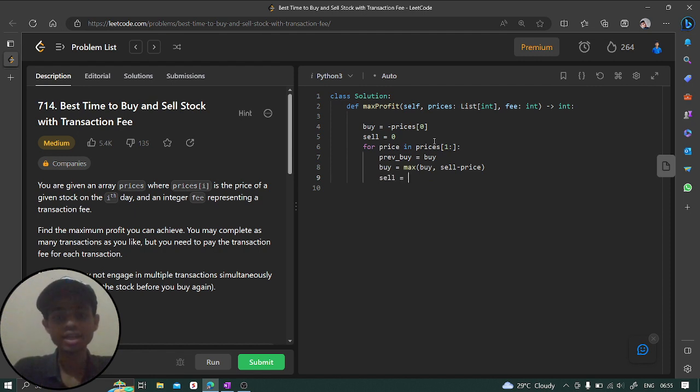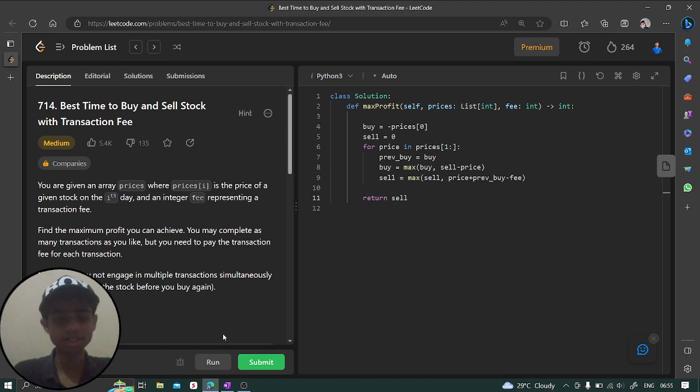And then we are going to check sell. Do we need to sell on this day? If we are selling, then it should be greater than the previous sell. So how can we sell it? We can say price plus previous buy, because we have to subtract it, but initially it's going to be minus only. So we say plus, and after that we subtract the fee. This is going to tell us the sell. After that we can simply return our sell.